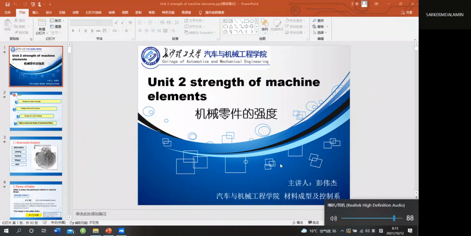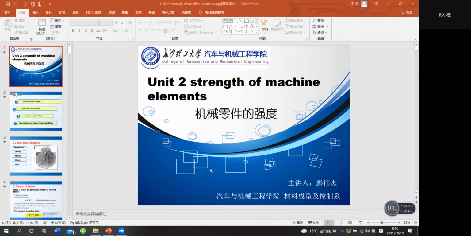Okay. Last class, we reviewed the key points of engineering materials. And today, let's proceed to the next unit, the strengths of machine elements. We will spend 8 hours studying this chapter.